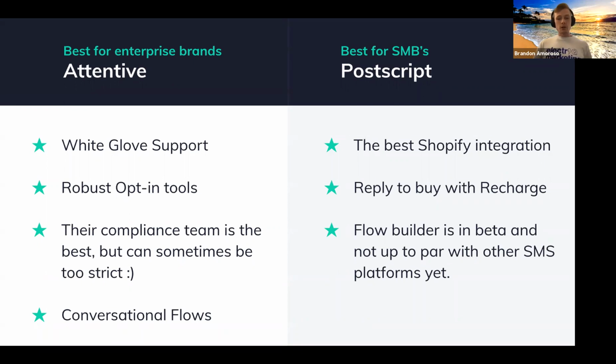Next is PostScript, where I think they have the strongest Shopify integration at this moment in terms of the segmentation that you're able to do. You can also do things like reply to buy with Recharge. So if you have a customer who has an upcoming order, you can get a text and it'll say, add this as a one-time product to your next order, just reply yes. And if you reply yes, it'll add that product to your next order, which is really powerful, because as a subscription customer, they're already getting that order, but now you're just increasing the order value for that package that was already going to go out the door anyways.